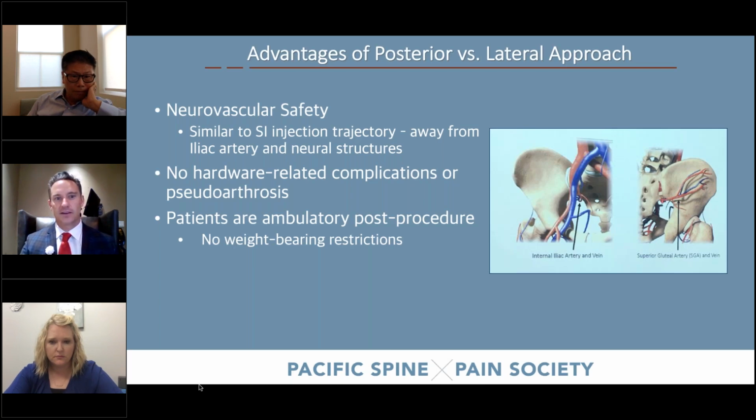And the next advantage that we see is that patients may be ambulatory post-procedure, that they can walk out of the surgery center and they have no weight-bearing restrictions on the procedure. Next slide.